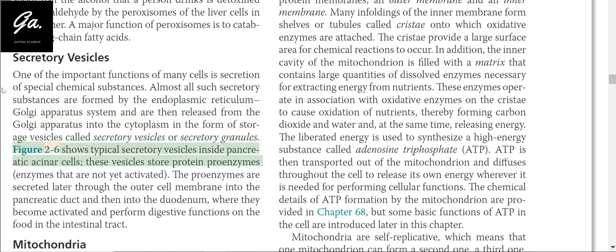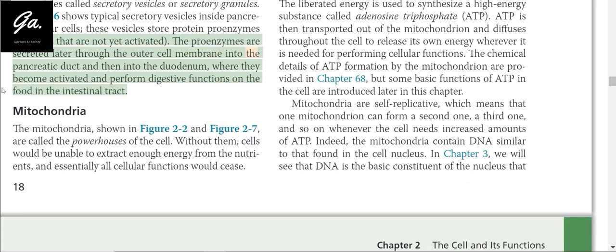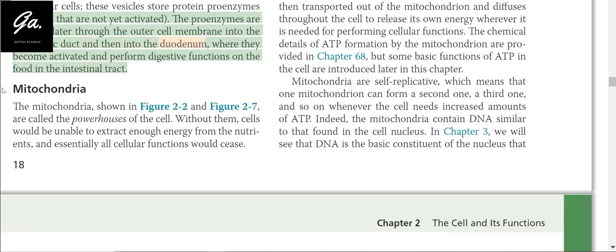Figure 2-6 shows typical secretory vesicles inside pancreatic acinar cells. These vesicles store protein proenzymes. The proenzymes are secreted later through the outer cell membrane into the pancreatic duct and then into the duodenum, where they become activated and perform digestive functions on the food in the intestinal tract.